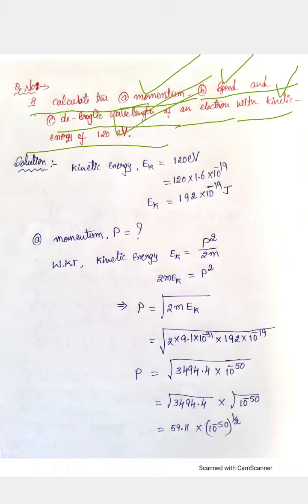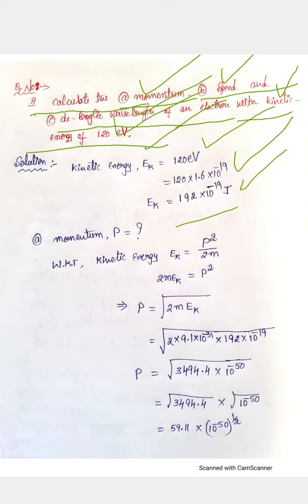Now write the kinetic energy whatever they have given. Kinetic energy equals what? 120 electron volt, that is 120 into 1.6 into 10 to the power minus 19. If you multiply 120 into 1.6, then you will get 192 into 10 to the power minus 19 joule.